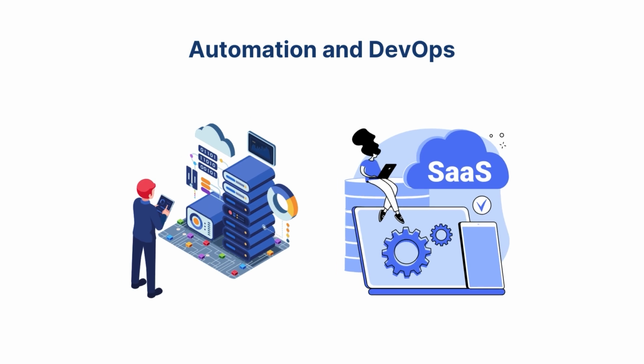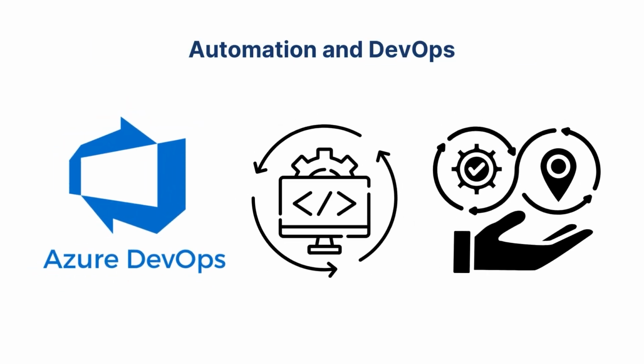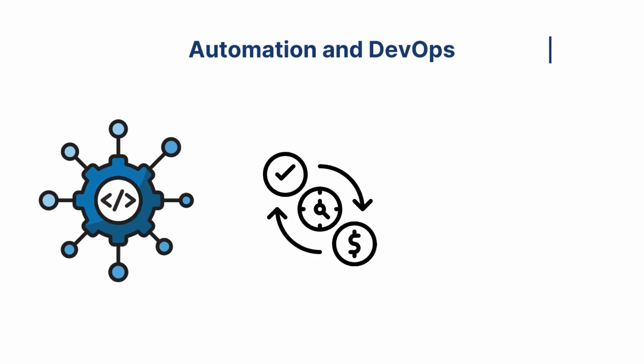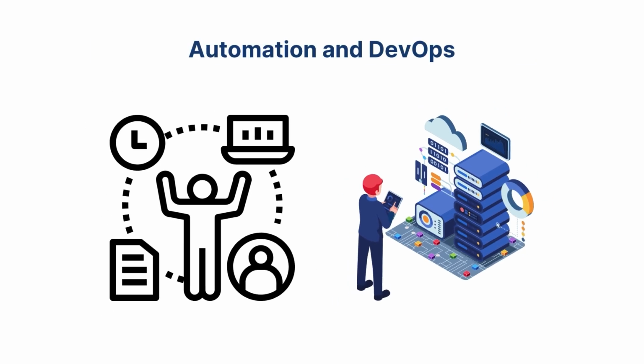Automation and DevOps. Automation is a huge part of a cloud engineer's job. Learn to use ARM templates or Bicep to deploy infrastructure as code. You'll also need to get familiar with Azure DevOps for continuous integration and continuous deployment, CI/CD pipelines. These skills will help you automate deployments and scale applications efficiently. Building these skills takes time, but they are essential for anyone looking to become an Azure Cloud Engineer.